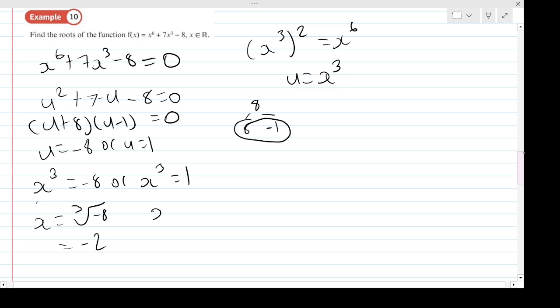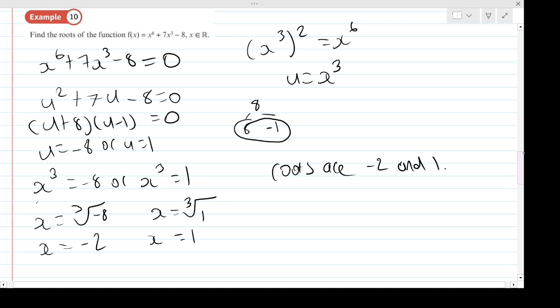So that's one solution, or x then would be the cube root of 1, which would just be 1. And there we are, that's our two solutions. So these are our roots then. The roots are minus 2 and 1.